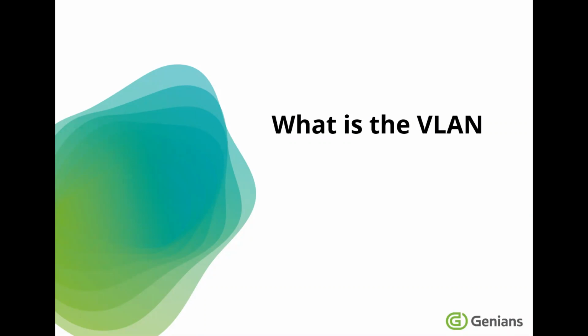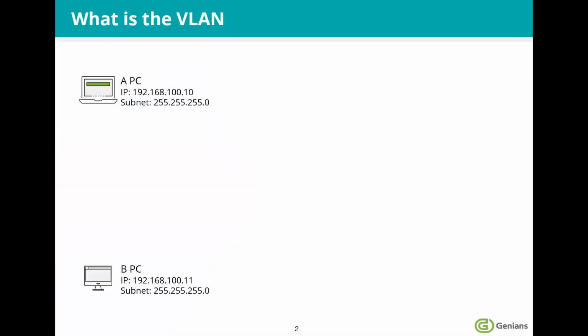In this video, we are going to look at what the VLAN is, the pre-knowledge needed to understand Genian NAC. What is the VLAN? Currently, there are two PCs on the same network with different IPs. In order for the two PCs to communicate with each other, PC A and PC B must be connected to the switch of the same network.